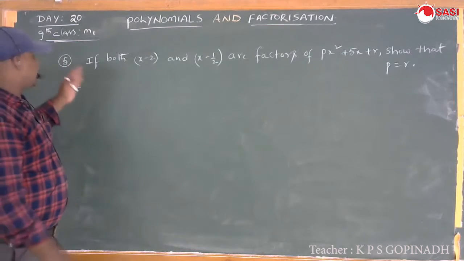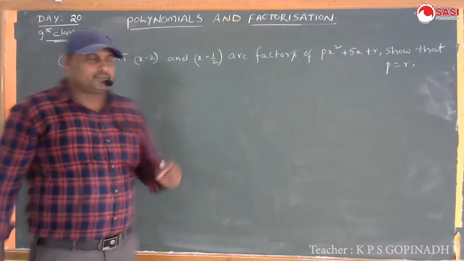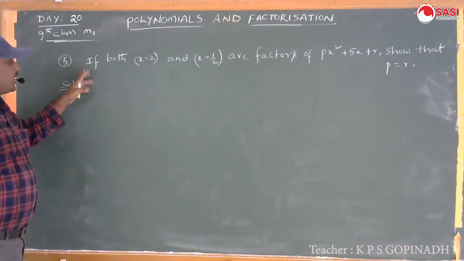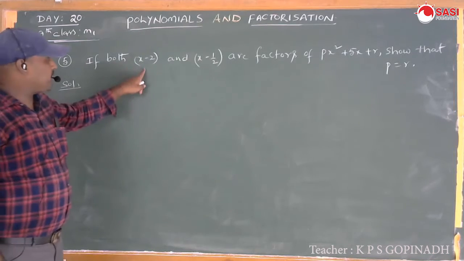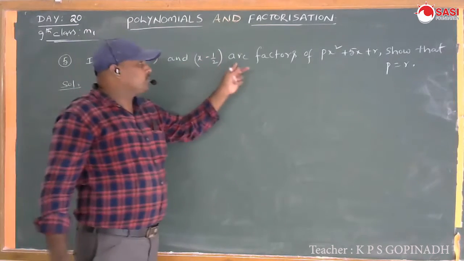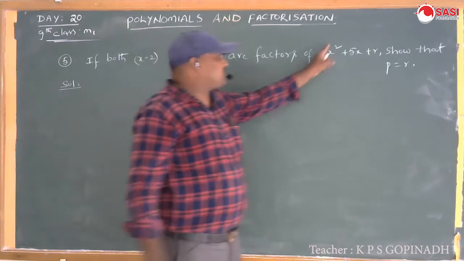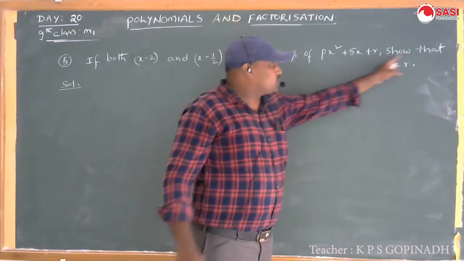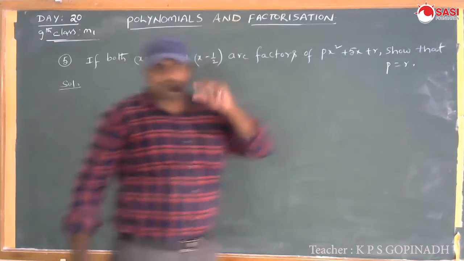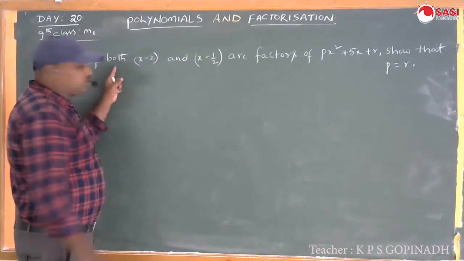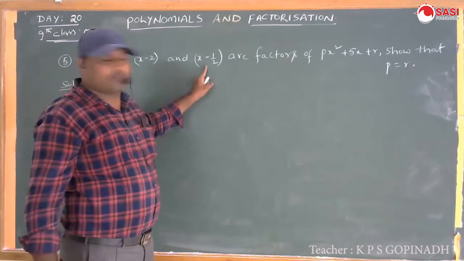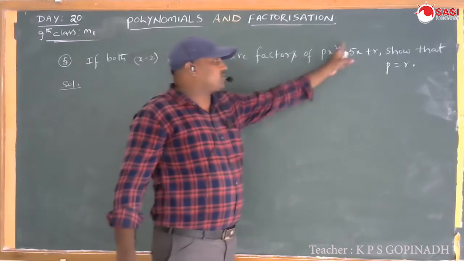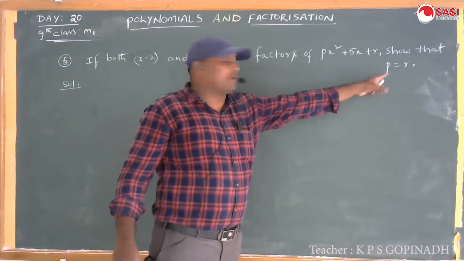Now children, coming to the fifth question. So what is the fifth question here? If both x minus 2 and x minus 1 by 2 are factors of px square plus 5x plus r, show that p is equal to r.